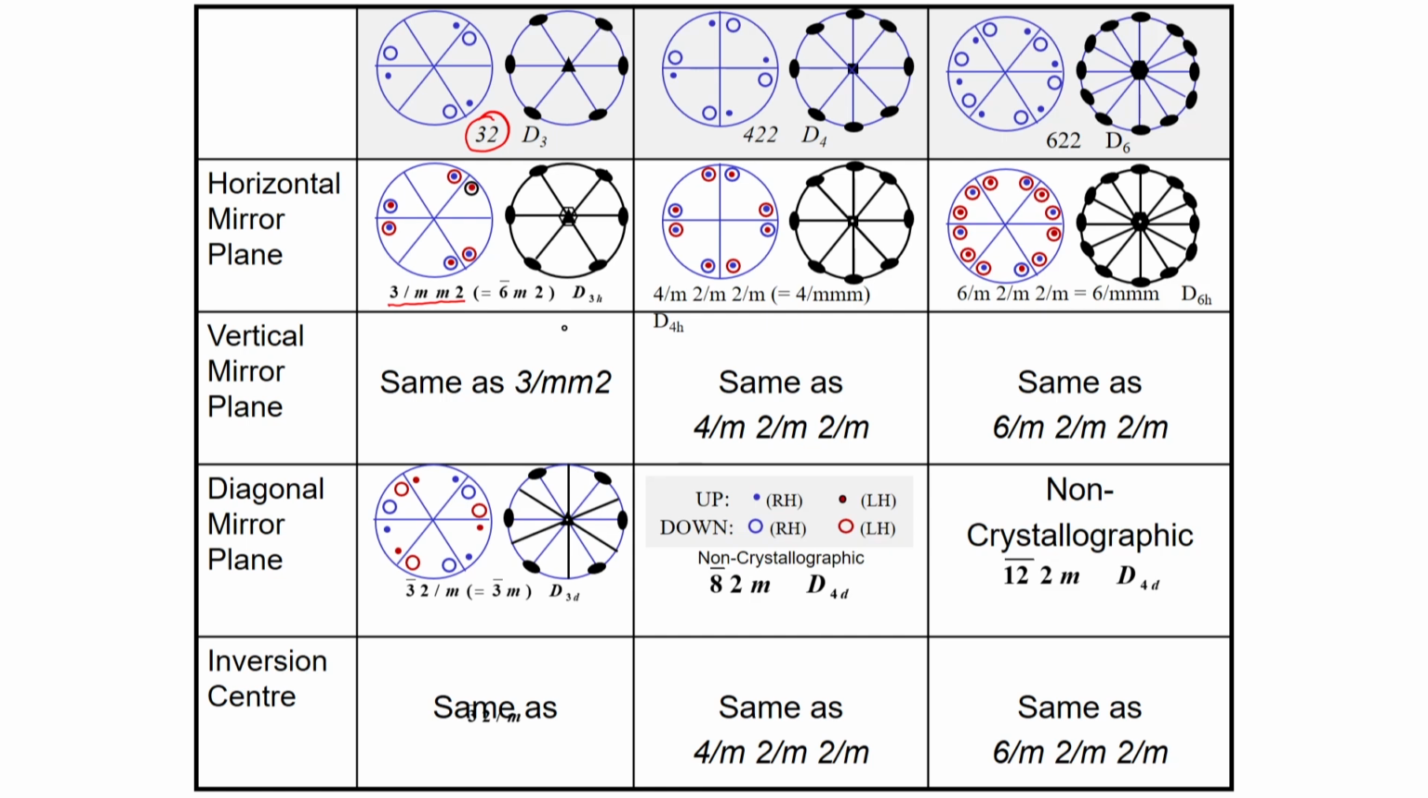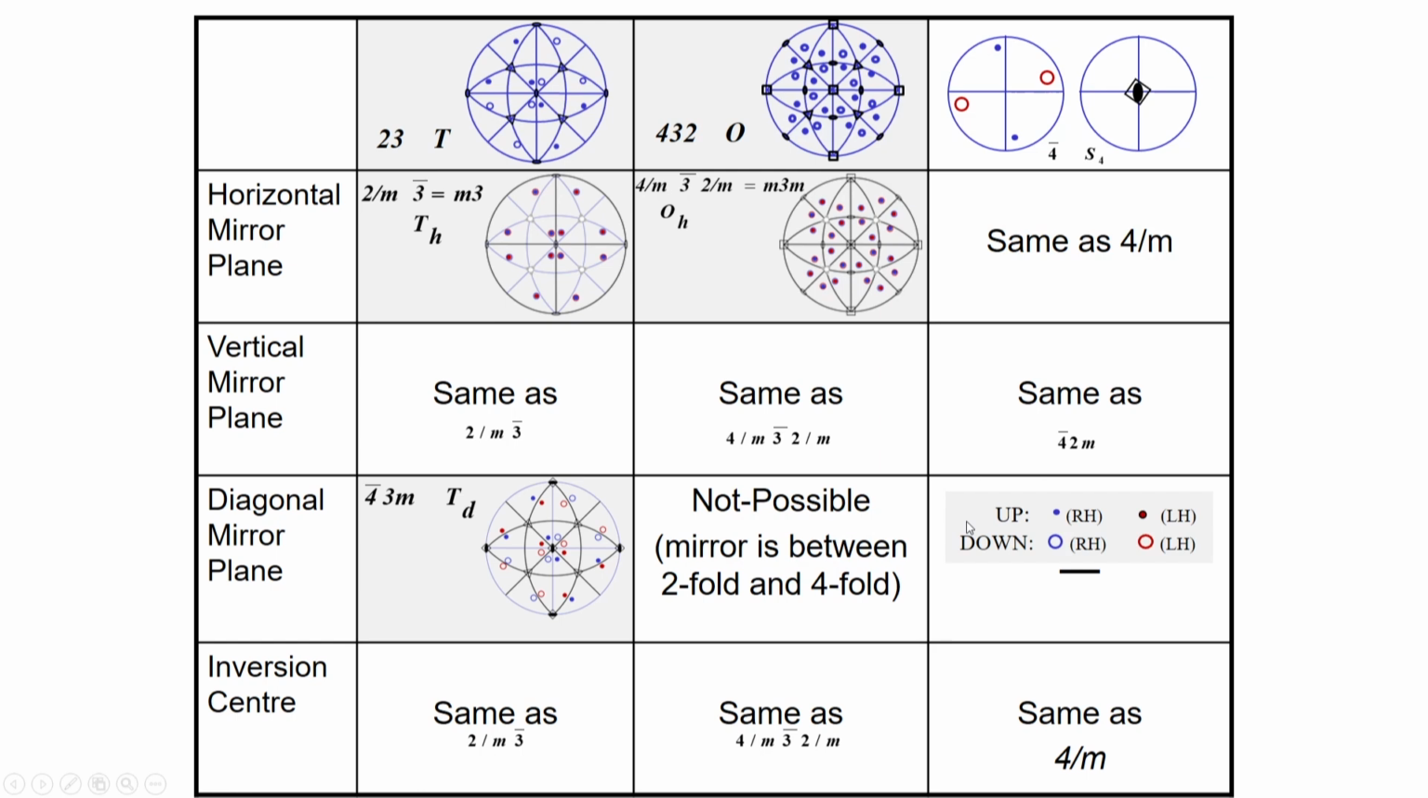If I add a diagonal mirror to 4,2,2, very interesting, we get a point group 8-bar 2m. 8-bar means an 8-fold roto-inversion axis. So, 8-bar is a non-crystallographic axis, and hence we are not interested in such groups. The same thing happens if I add a diagonal mirror to 6,2,2, I get a 12-fold roto-inversion axis, not a crystallographic axis. Now, an inversion center produces nothing new. So, we move on to the next set.